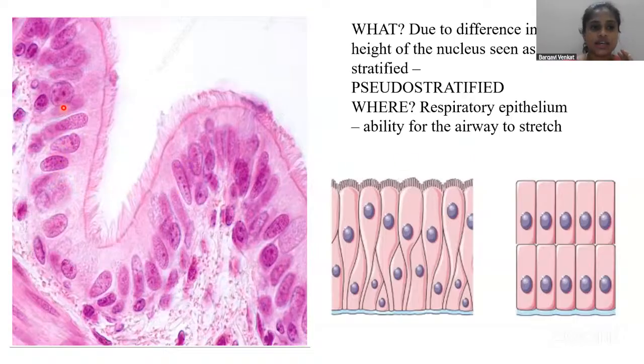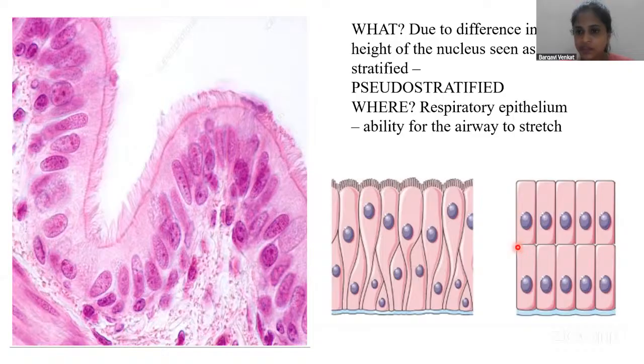Okay, see, in this cell you can see the nuclei arranged in the middle layer. Whereas here you can see the nuclei arranged in a more apical area, that is more front, towards the basal layer, towards the connective tissue layer. You can see the nuclei arranged more deeper, towards your free surface. So there is a difference in the height of the nuclei arrangement. Because of this, pseudo-stratification is exhibited.